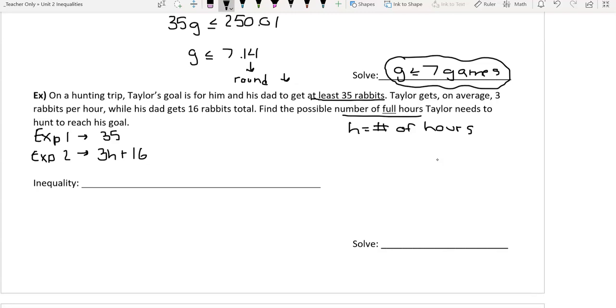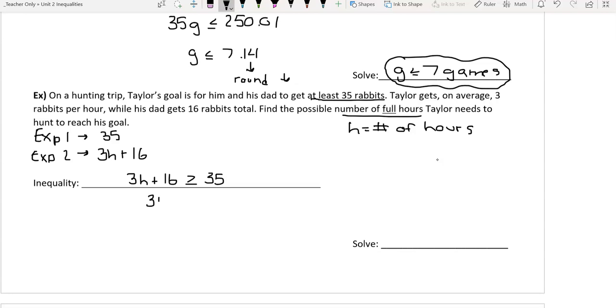Okay, now we're going to figure out our sign. So I'm going to put 3H plus 16 and 35 and figure out what my sign needs to be. We want this amount that they get to be at least 35. So this can be over 35 or equal to it, okay? At least means 35 has to be the smallest possible amount. 36, 37, 38 is fine. So this number over here can be bigger than 35, but not less than, okay?